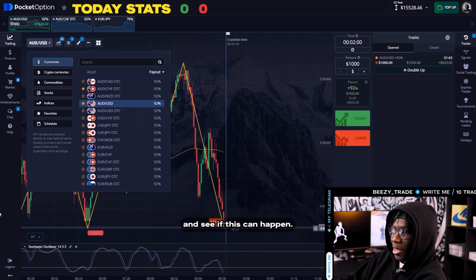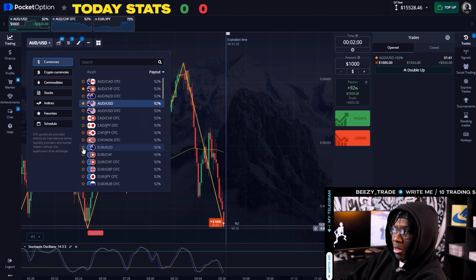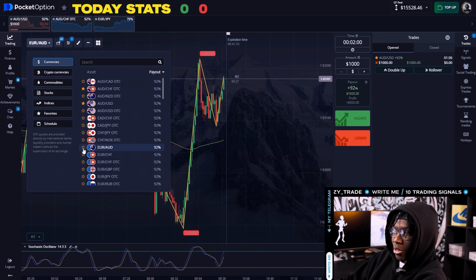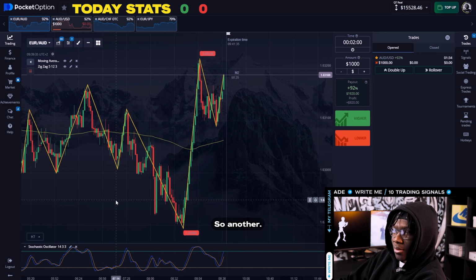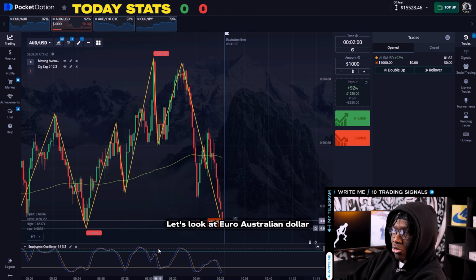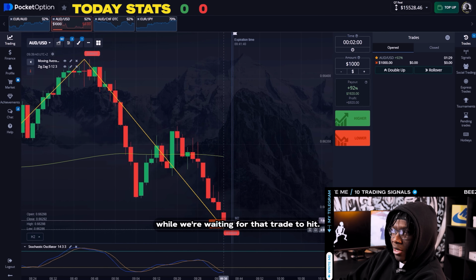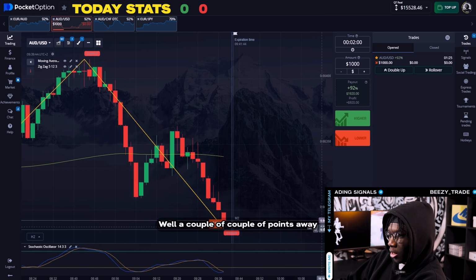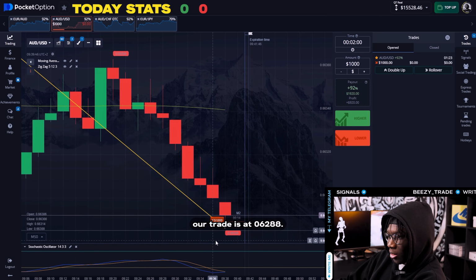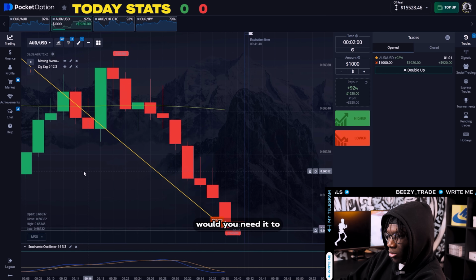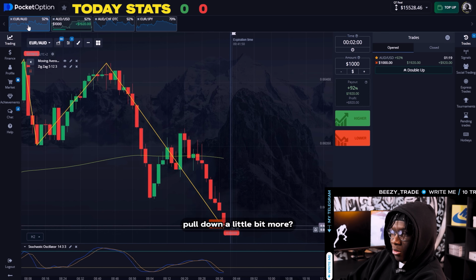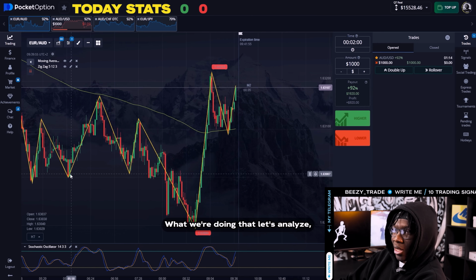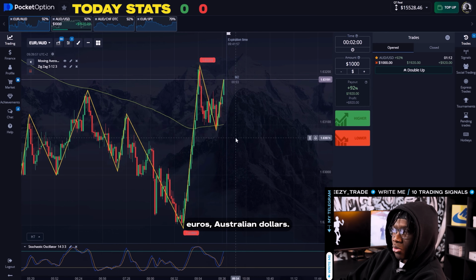we're able to enter this trade for $1,000 and see if we can take some profits on that. So let's look at Euro, Australian dollar, while we're waiting for that trade to hit. We're a couple of points away. Our trade is at 06288, and we just need it to pull down a little bit more. Okay, while we're doing that, let's analyze euros, Australian dollars.